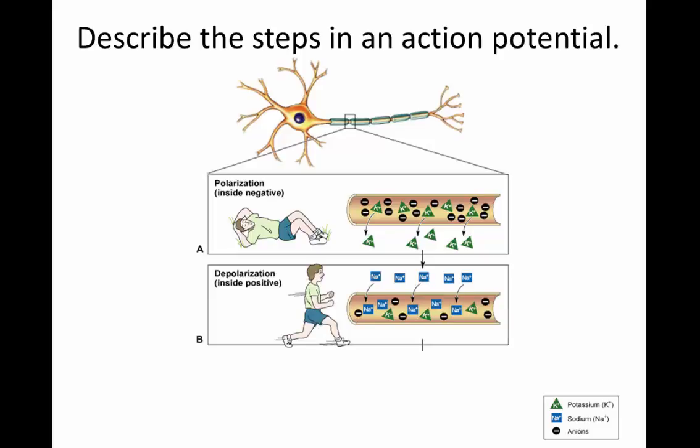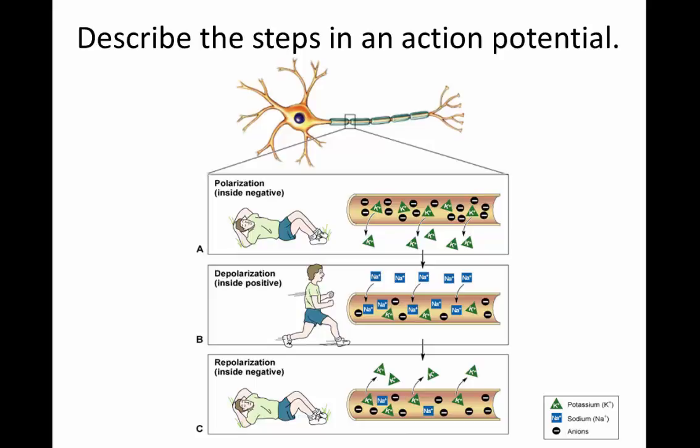In order to undergo depolarization, we need the inside to become positive. Just as we saw earlier, there's a switching where the inside of the axon becomes positive and the outside becomes negative. What happens in this case is that the sodium on the outside of the axon actually moves into the axon, causing more positive charges inside the axon. The axon becomes more positive, therefore, and the outside becomes more negative.